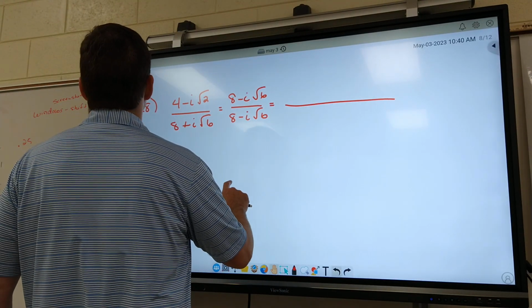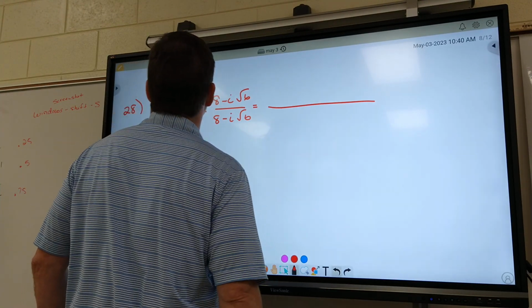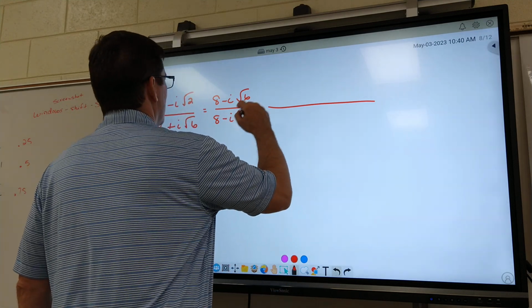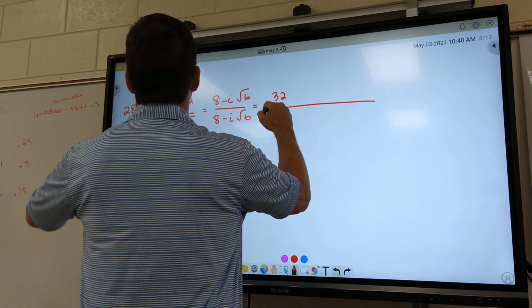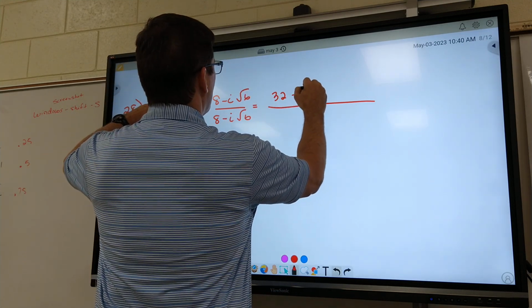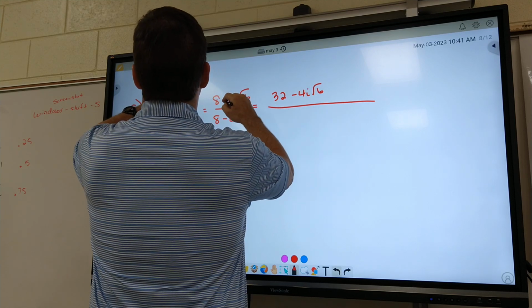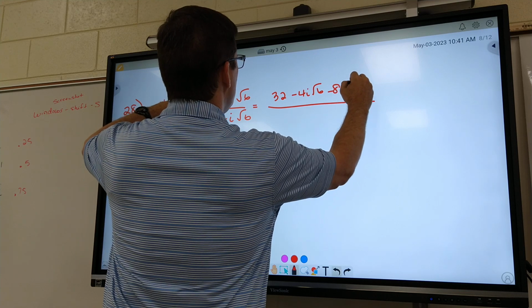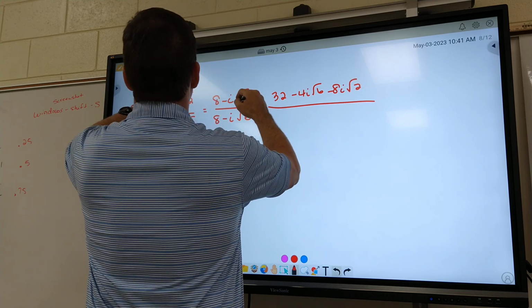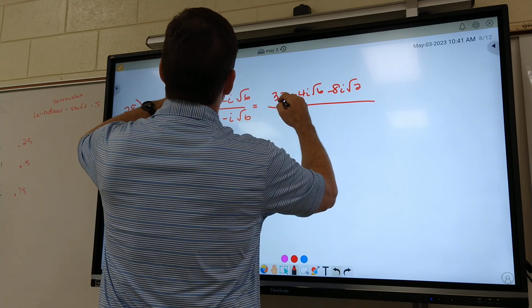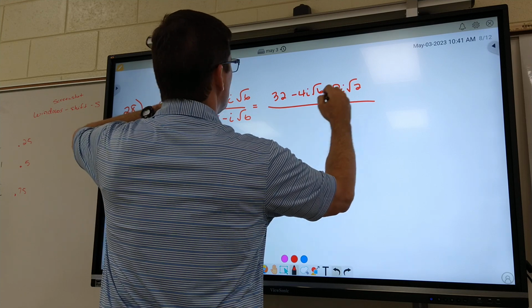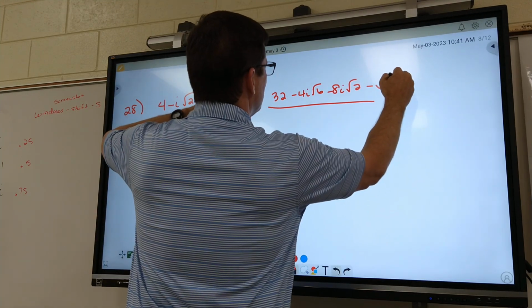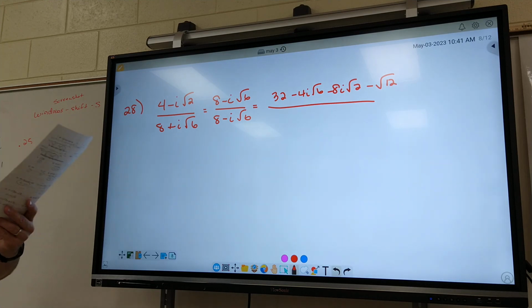All right, so let's do the top. I got 32 minus 4i root 6 minus 8i root 2 plus i squared, which is minus root 12. Somebody check your work. Is that what y'all got?